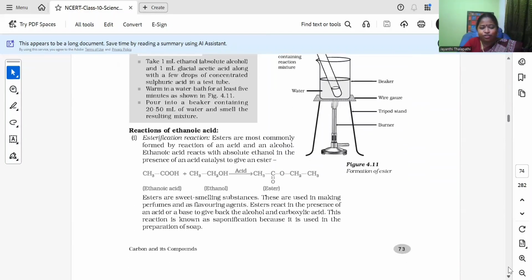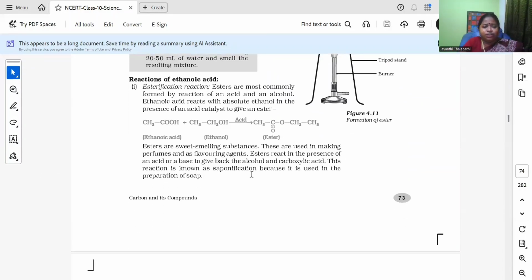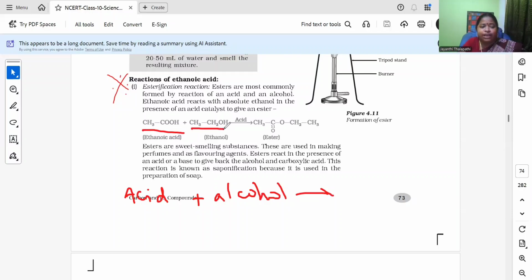Let's see properties of ethanoic acid also. So over here, it's a very good and important reaction, the esterification reaction. So over here, how do you get an ester? Just keep in mind, an acid reacts with alcohol, which leads to ester plus water, right? So the acid here is ethanoic acid, an organic acid, and the alcohol is ethanol. So you just have to listen here. The OH from the acid and the hydrogen from the alcohol will go as water.